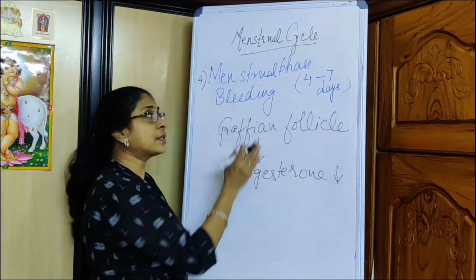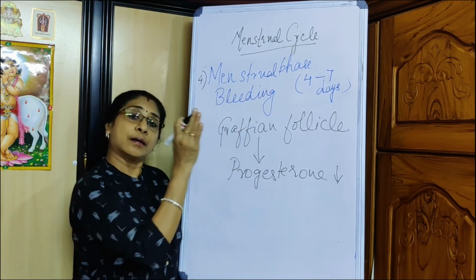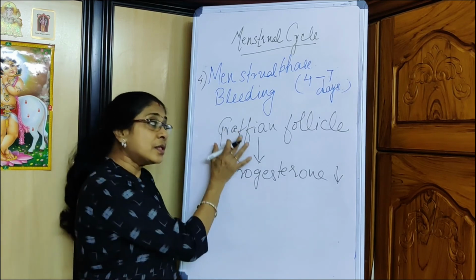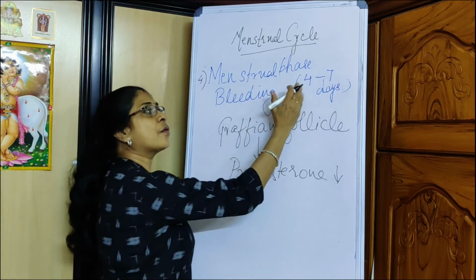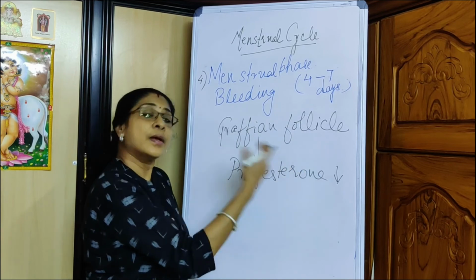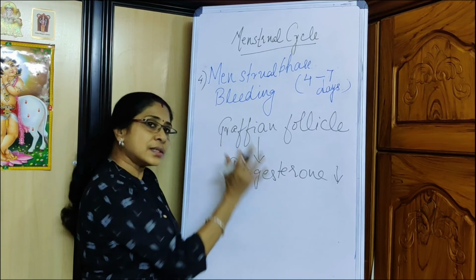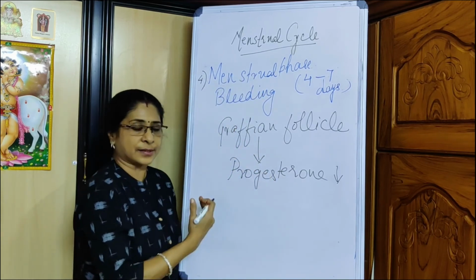Obviously, you must remember that the menstrual phase and the proliferative phase overlap with one another. So this phase where there is a discharge of blood may last for 4 to 7 days. In some individuals for 4 days, for some others it may extend till 7 days also. So this is known as the bleeding phase or the menstrual phase.